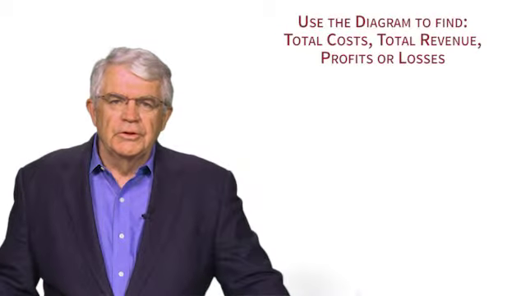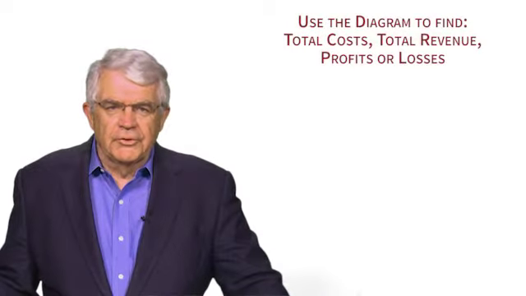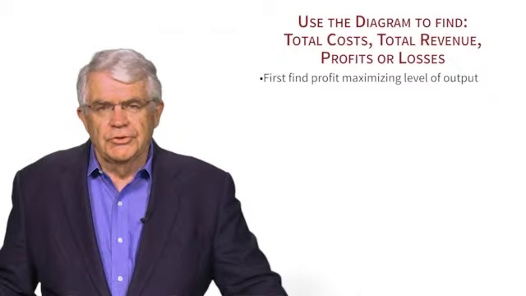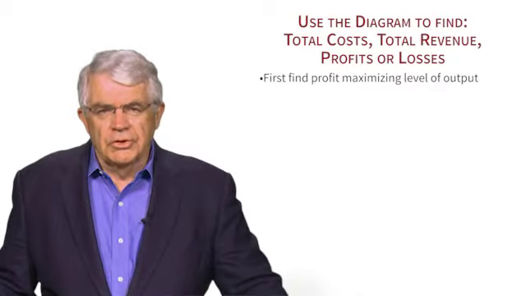If that's positive, the profits are positive. If profits are negative, then you say that's a loss, in which case total cost is greater than total revenue. So we're going to use the diagram to find out if the firm is making money, earning profits or not. To use the diagram, we're first going to find the profit maximizing level of output, and as usual, we're going to use the condition that the firm adjusts so that its marginal cost equals its price.